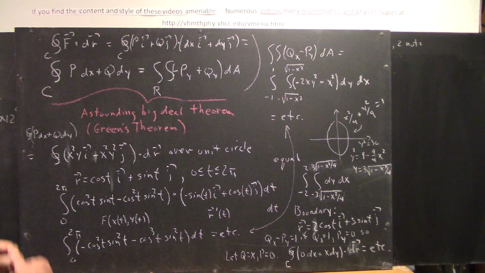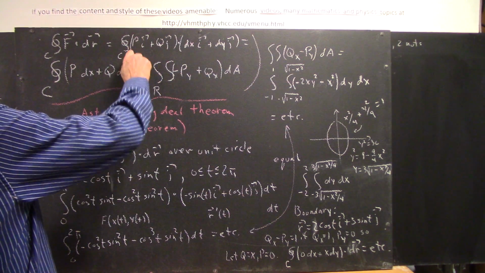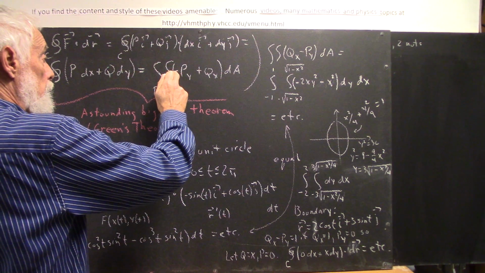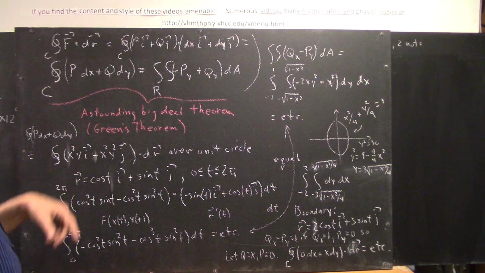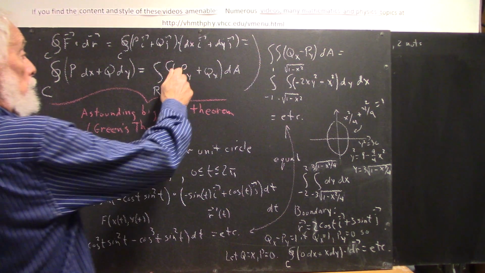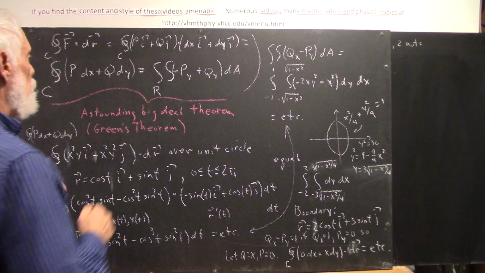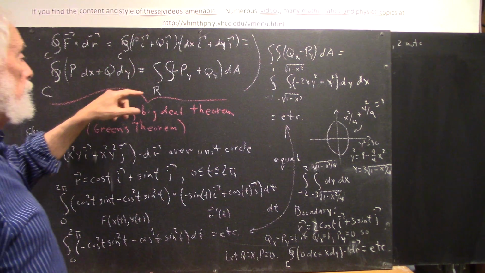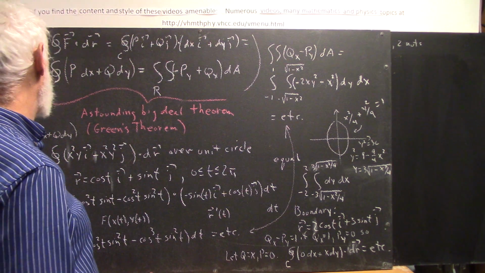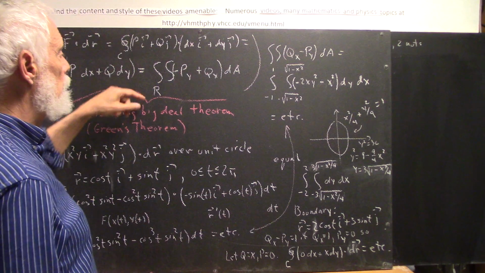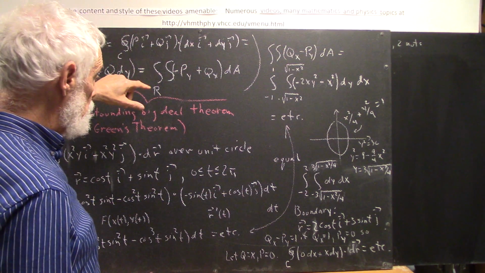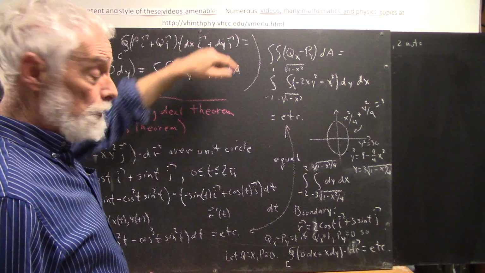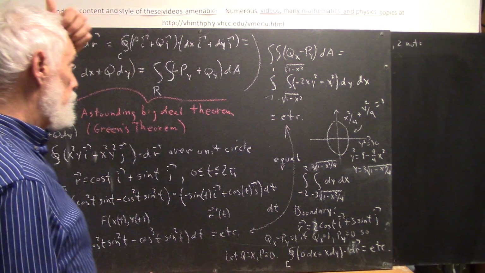And in keeping with my admonition to always use parentheses to indicate grouping, I should have put parentheses around that. We get this integral. And in terms of what we've seen, this is the integral over the entire region of negative P_y plus Q_x integrated with respect to area.